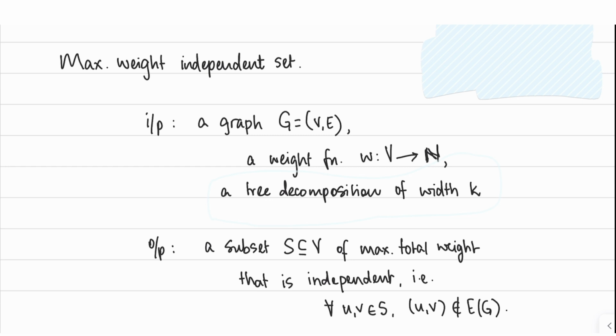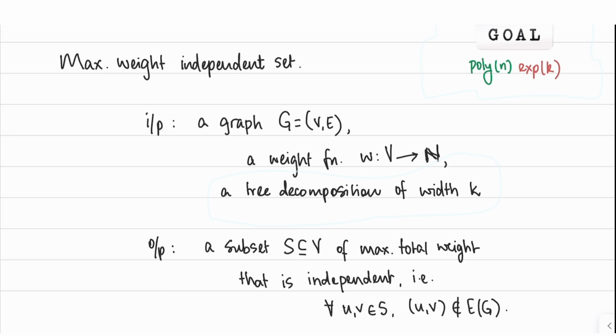Now, given that we have this tree decomposition, our goal is going to be to solve this problem in running time that can be bounded by some polynomial function of the size of the graph, the size of the input, so something that's poly n, and we are allowed to have an overhead which is exponential in k, which is the width of the tree decomposition.